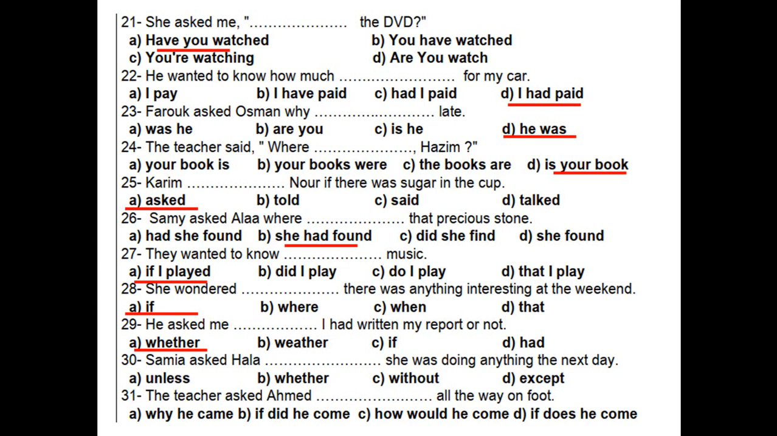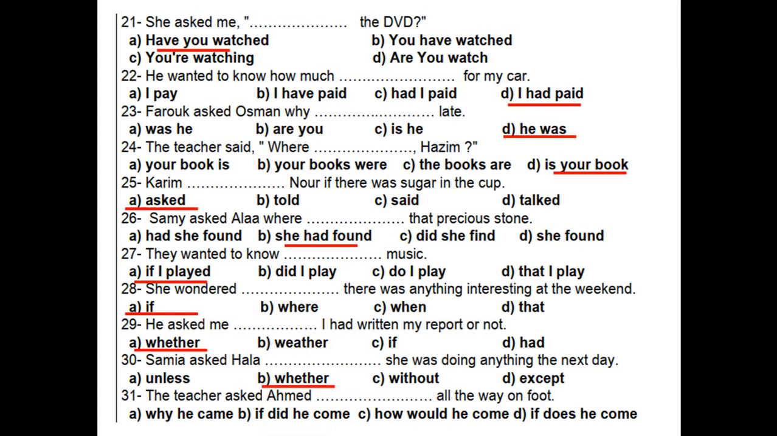Number 30. Samia asked Hala she was doing anything the next day. Unless, whether, without, except. So it becomes whether. Okay, meaning that she said to her, okay, are you doing anything the next day?